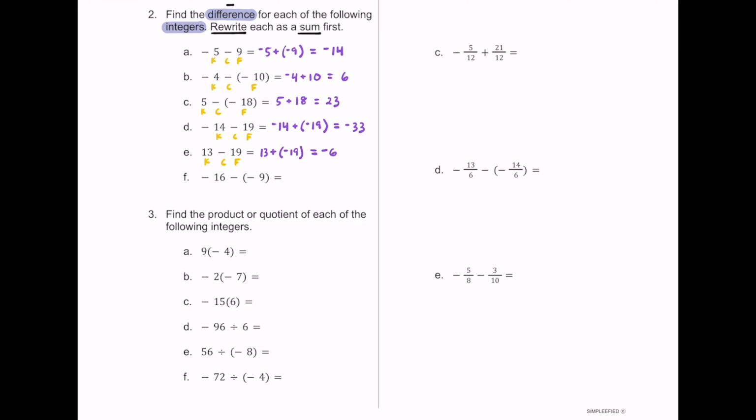Okay. One more here, we have negative 16 take away negative 9. Rewriting this one as a sum, we're going to have negative 16 plus a positive 9. And so 16 minus 9 here is going to be 7. They have opposite signs, so we're subtracting, and the answer is going to be negative.